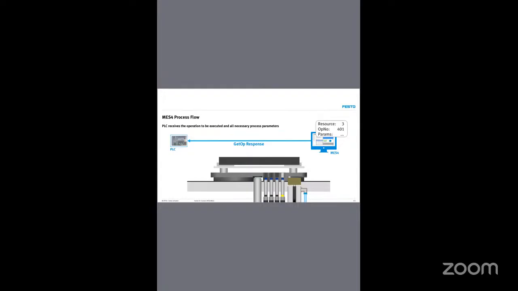Then get OP response. So MES will send a reply message to the PLC. The response will be generated using 3 things: resource, OP number, and parameters. Resource 3, OP number 401. Parameters, say force 150, delay 2 seconds, speed 40%. So using this information from the MES4, the PLC will run the machine.